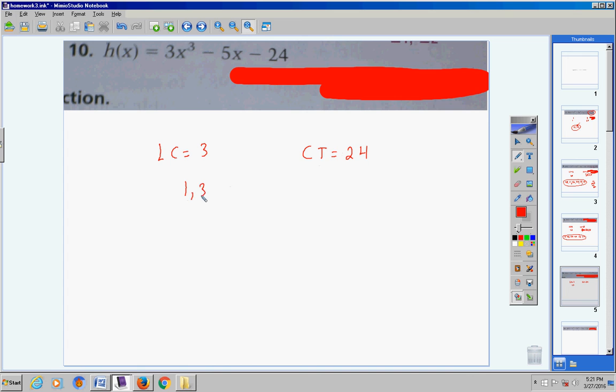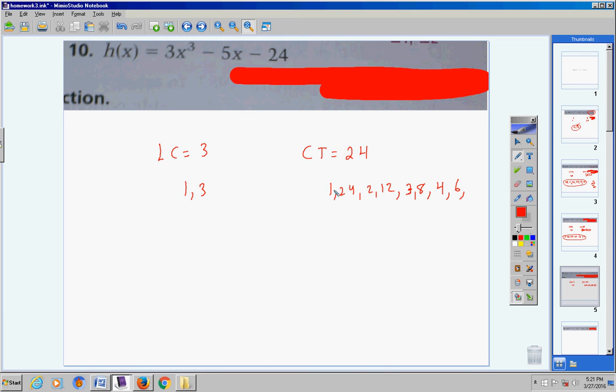Well, 1 times 3 for 3. Over here we have a lot. 1 times 24, 2 times 12, 3 times 8, 4 times 6. And then it starts to repeat itself: 6 times 4, 8 times 3. So we're done. Those are all of the integer factors of 24.